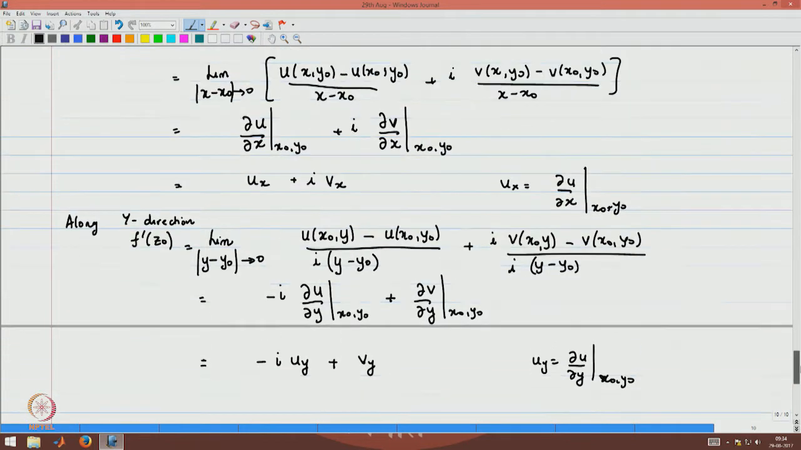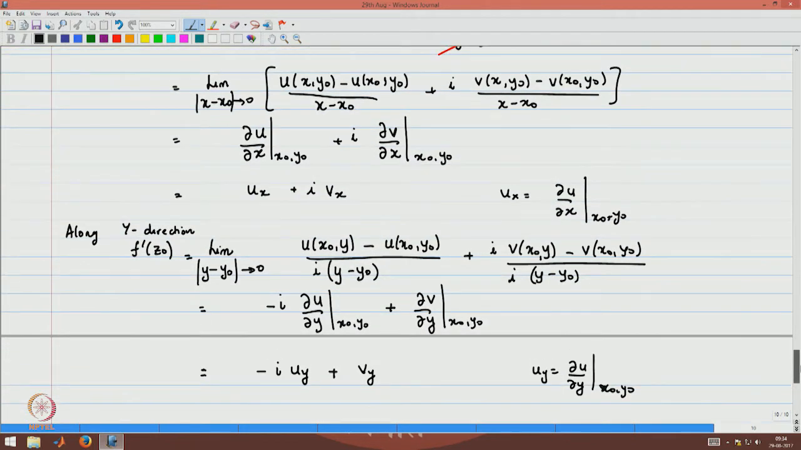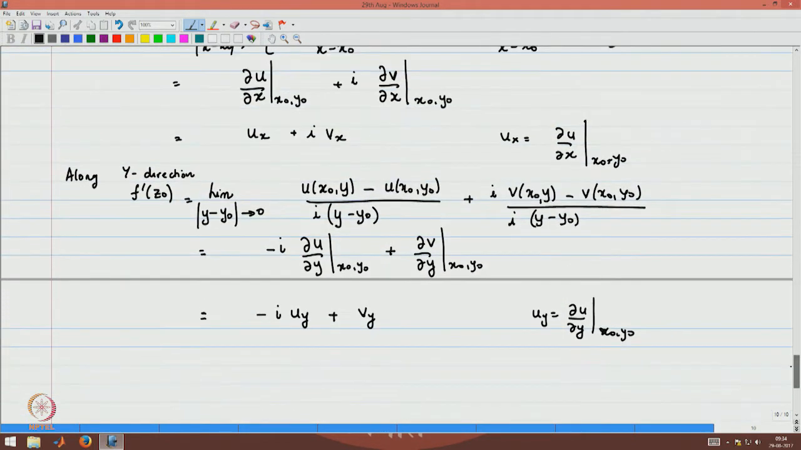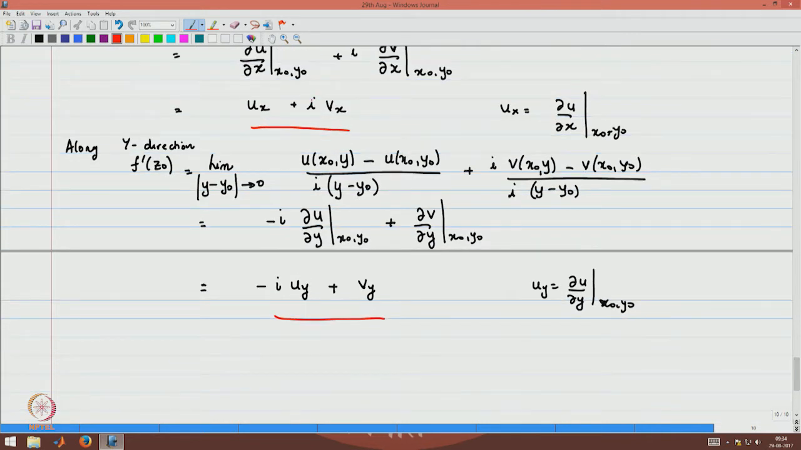Okay. Now, notice that the same derivative has these two different forms. Now this form and this form should be the same. Okay. So, since they should be the same, they can only be the same if the real parts are the same and the imaginary parts are the same. So, this implies u x equal to v y and v x equal to minus u y.